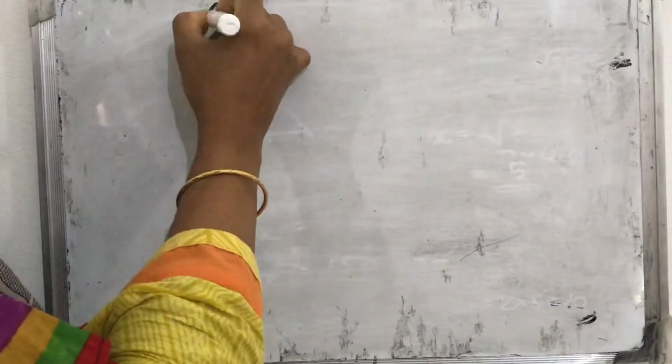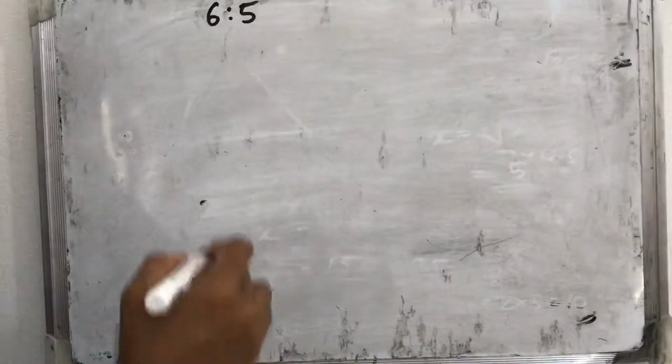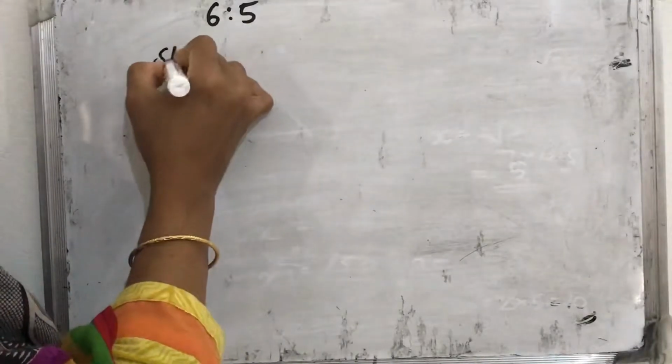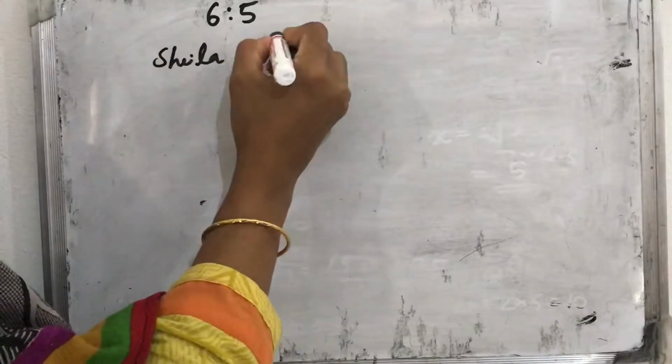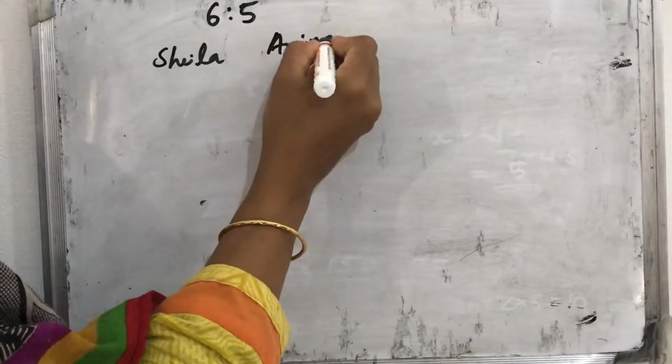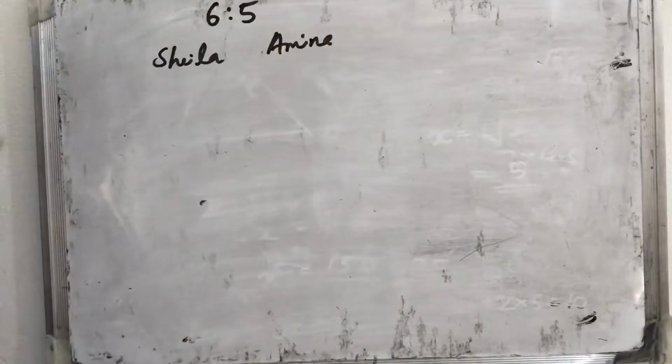Next question, the same exercise, question number 10. Okay, read the question first. Amar divided his collection of stamps in the ratio 6:5. The ratio is given 6:5, between his two sisters Shayla and Amina. So Shayla will be the number 6 and Amina is given as the second, so the ratio is with 5.